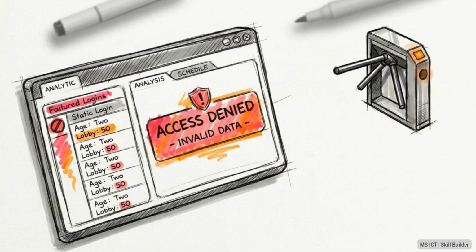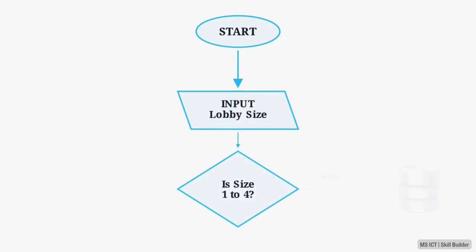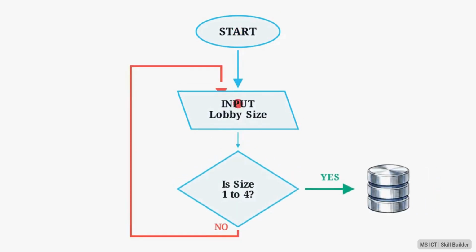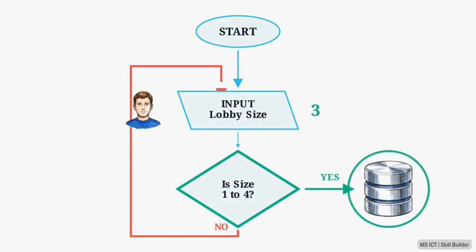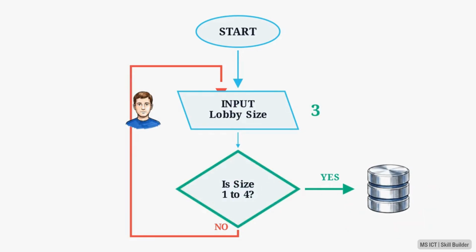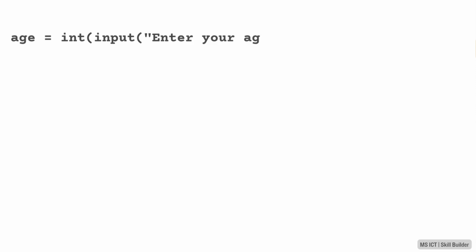These 6 specific checks operate together as a highly specific, automated bouncer. They ensure no corrupted or illogical formatting breaks the database structure. Knowing the rules is only half the battle. We also need to program the system to trap users until they provide valid data, like forcing them to give us a valid lobby size between 1 and 4, without the program crashing. This algorithm snippet shows how we do that.